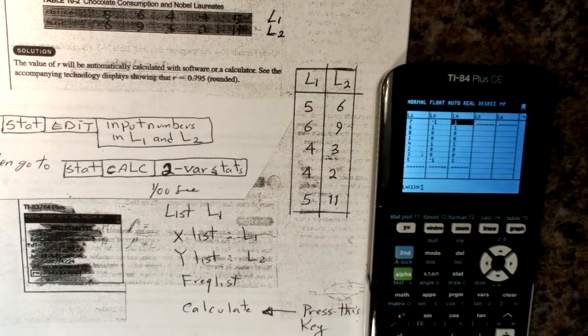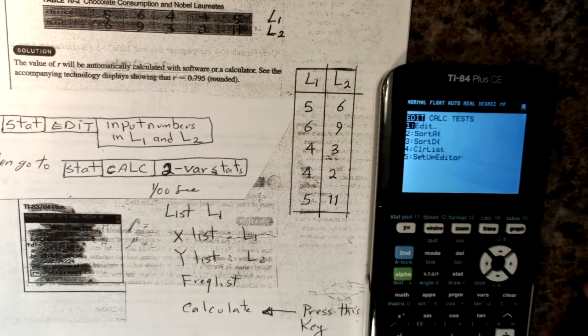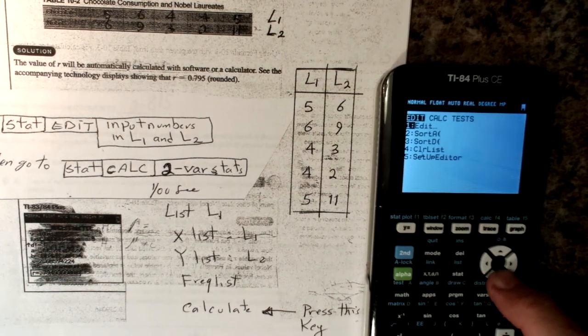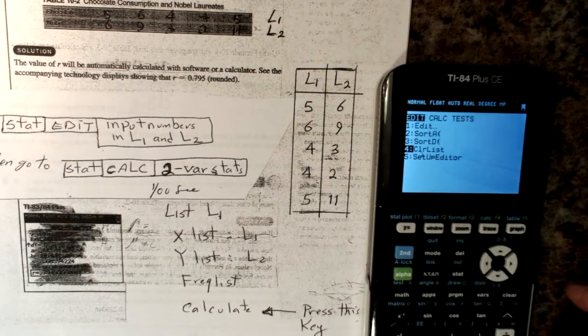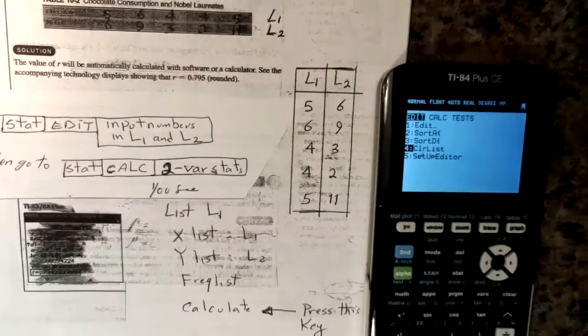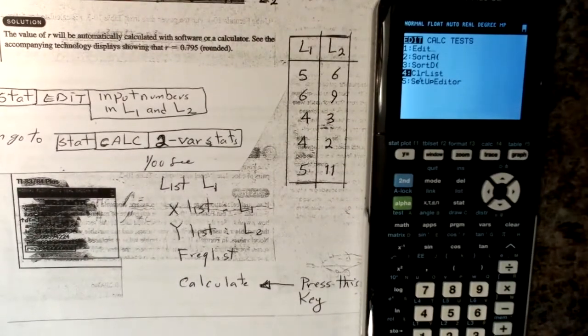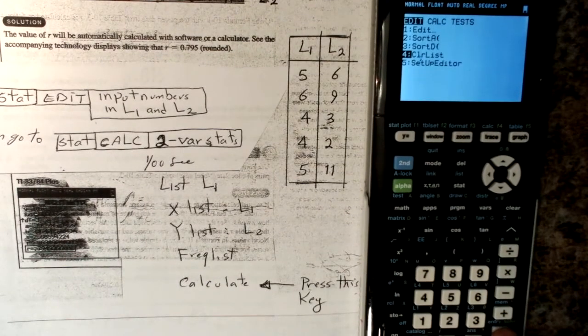I already have some numbers, so I want to clear L1, L2, L3. I want to clear all those numbers. This is from the previous problem that I did. How do I do that? Go to Stat again. Scroll down to number 4, clear list. Clear list. Enter. Okay, I want to clear everything on L1, L2, L3. Okay, L1 is right here.